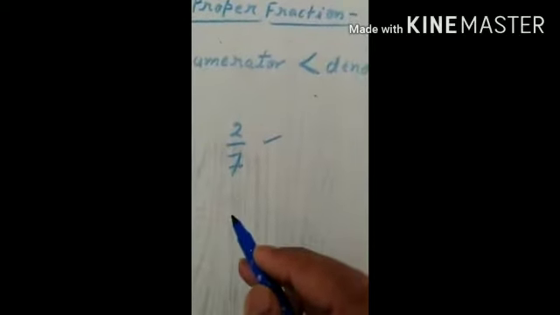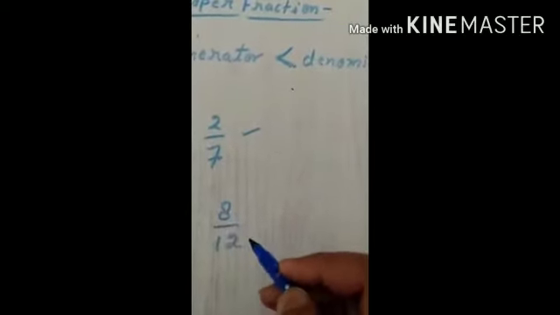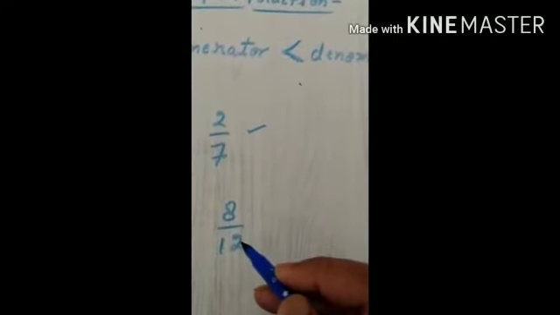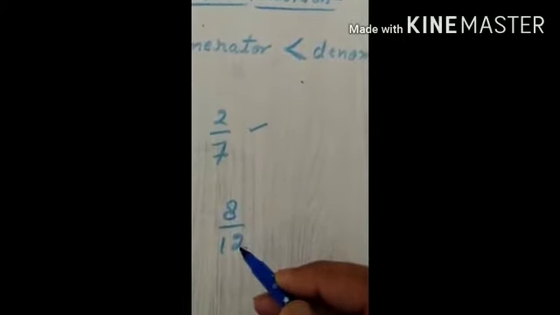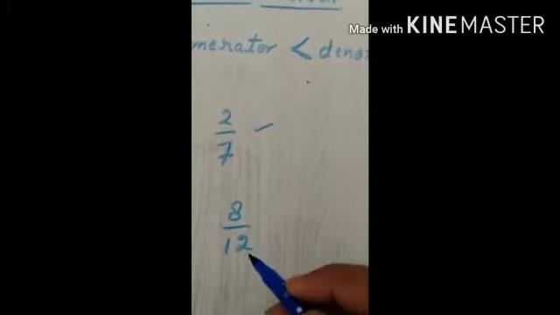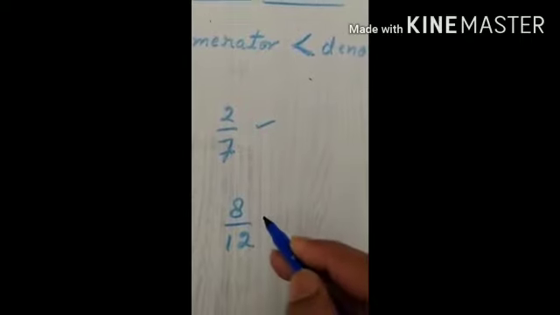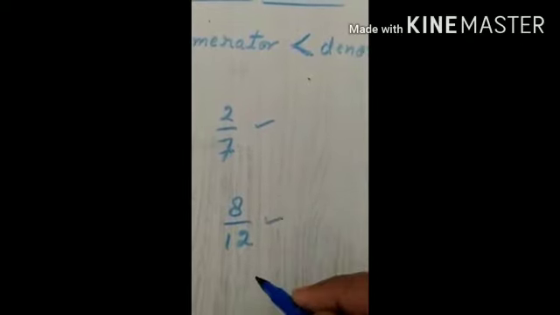One more example, 8 by 12. Here 8 is less than 12. It means the numerator is 8, the denominator is 12. So the numerator is less than the denominator. So this fraction is called a proper fraction.